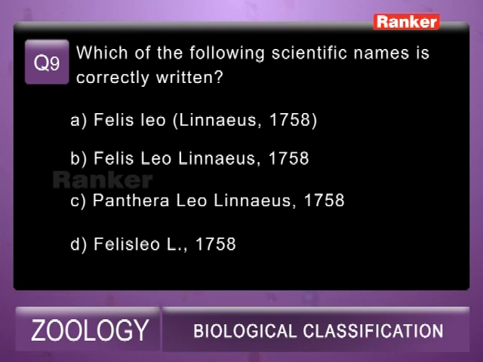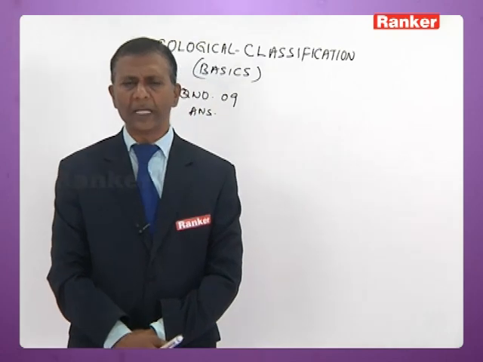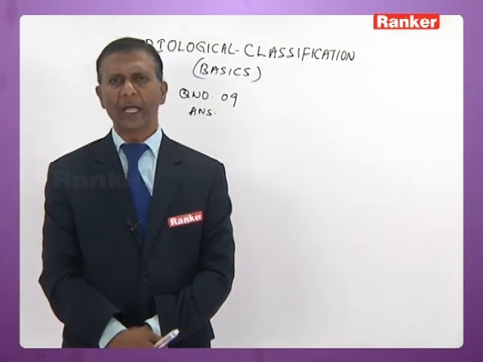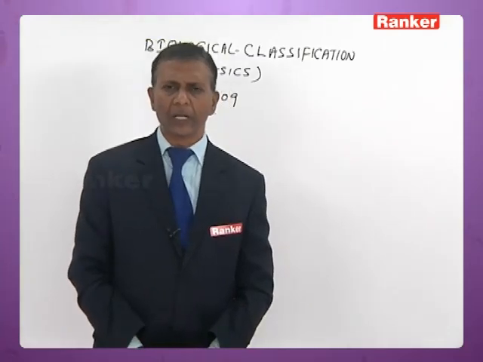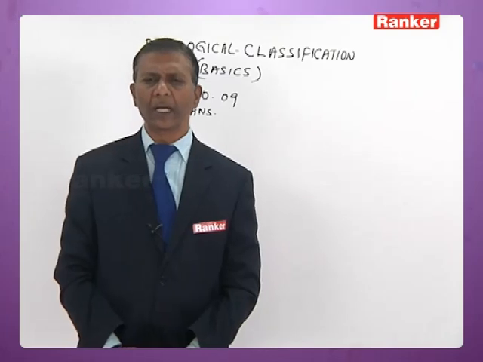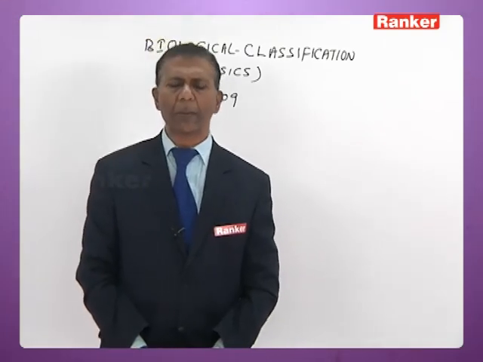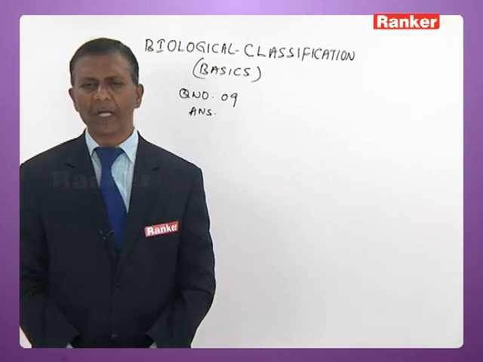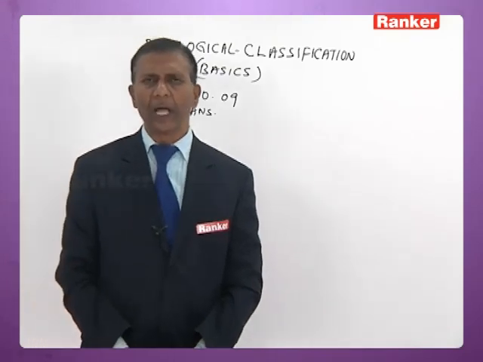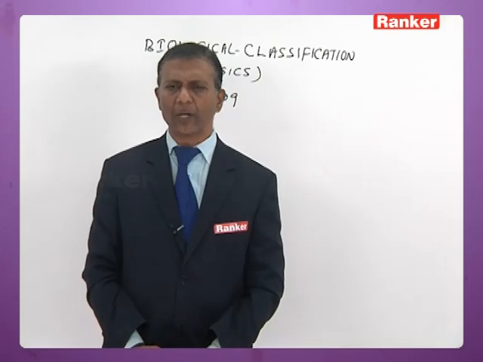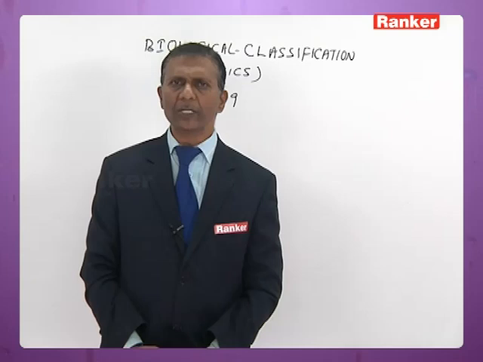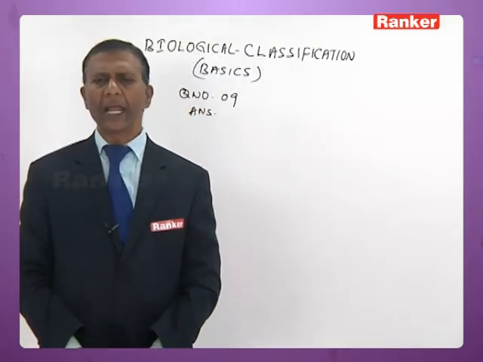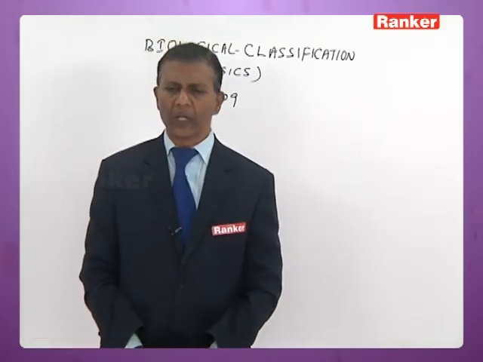Then option C, Panthera leo Linnaeus 1758. Now this Panthera is the new name of Felis. It has been changed later on as Panthera leo. When a name is changed, the original author's name should be mentioned in brackets. That is, Linnaeus 1758 should be in brackets. There is one mistake here. Another mistake, even in option C, Leo, L is written capital. So there are two mistakes in this. Species is written with a capital letter and Linnaeus 1758 is not put in brackets. So C is also wrong.